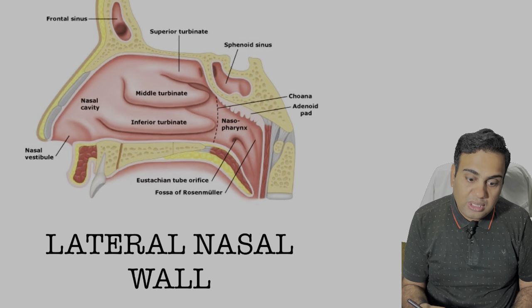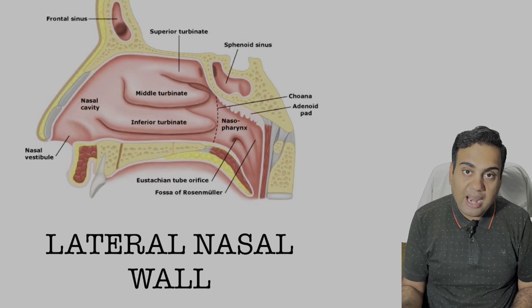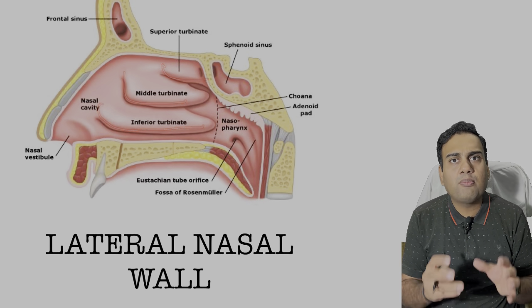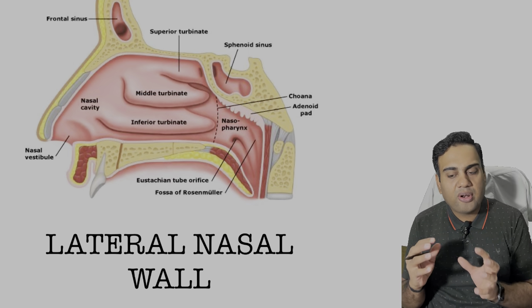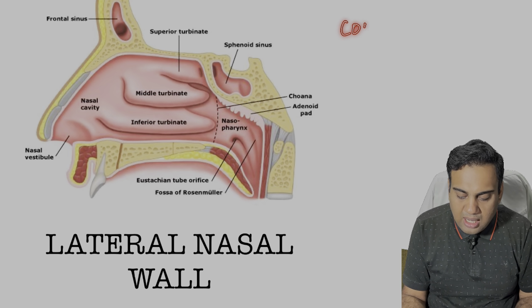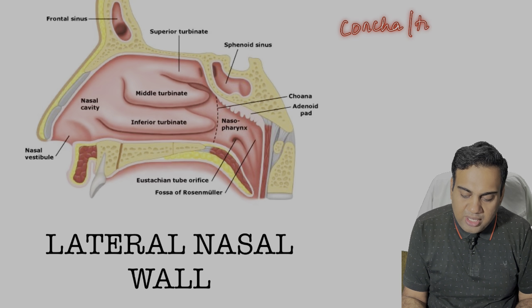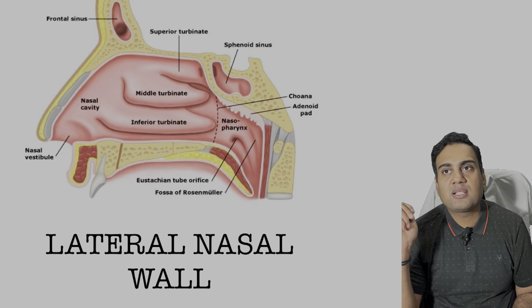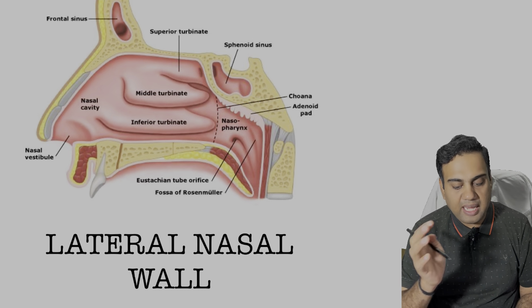Now coming to the other structures on the lateral nasal wall, what you can see here is the three turbinates, 1, 2 and 3. These are bony projections. These are called concha or turbinate. Now in my class one day, one of my students asked me, what is the difference between turbinate and concha?